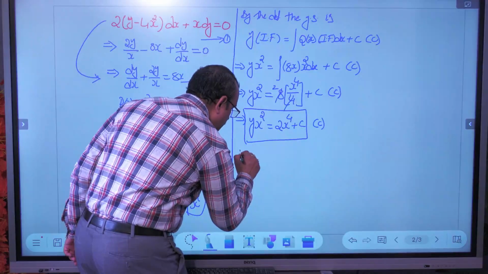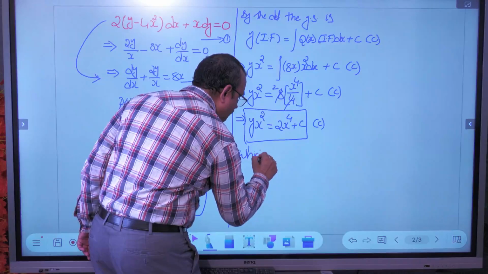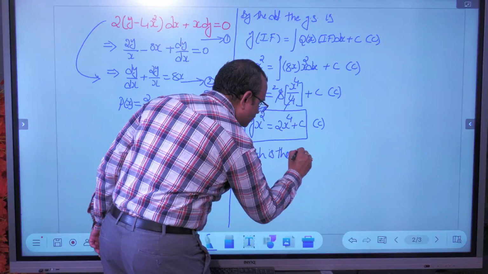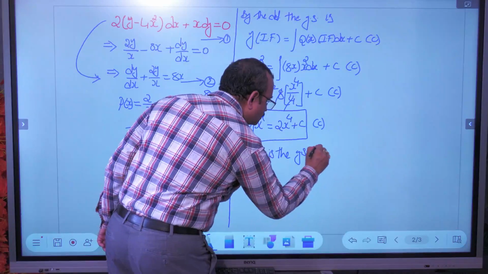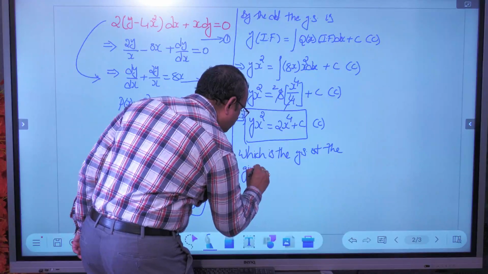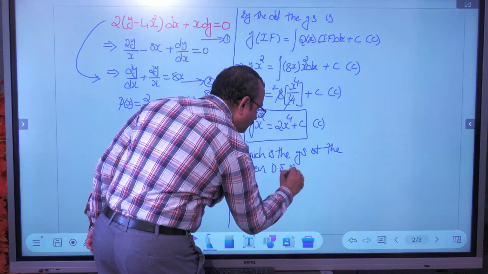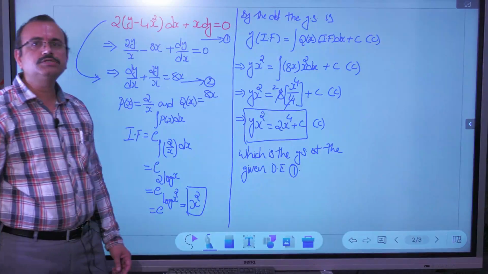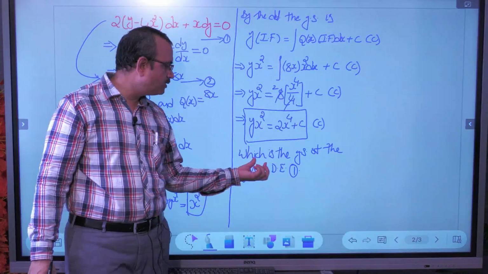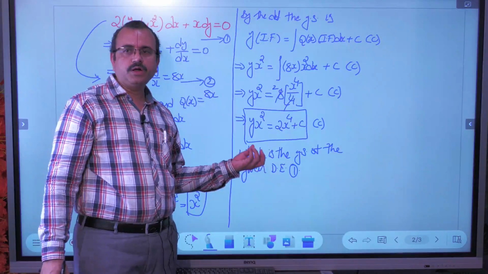And finally, of course above we already wrote it, but once again we can conclude that this is the general solution of the given differential equation 1, because we have taken the given differential equation as equation 1. So at the end of the problem we can conclude like that. Let me conclude once again.